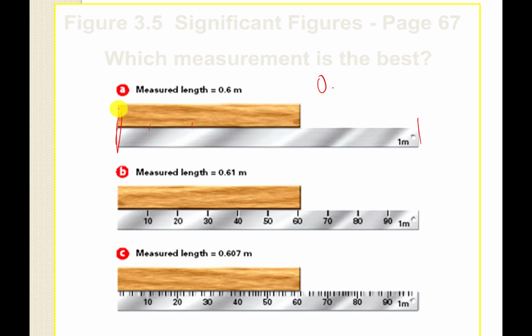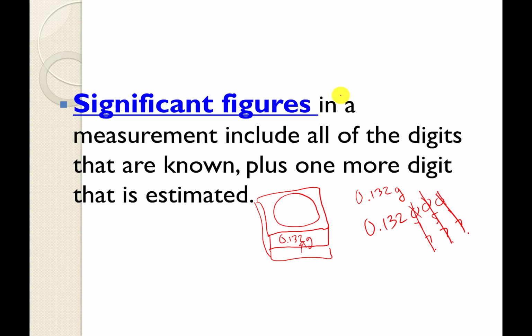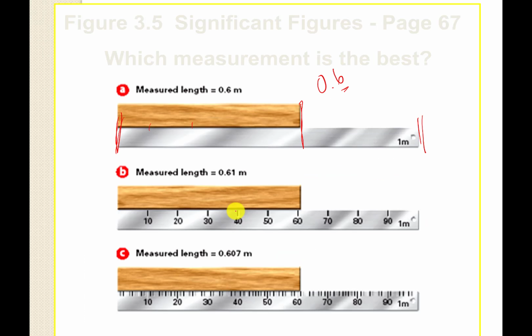And you look at the length of this board, and we can estimate. We look about how far it is. We say, here is 0, here is 1. It must be about maybe 60% along the way. So I'm going to put a 0.6 here. That number now is estimated. And if you remember right, our definition said that we can have one more digit that is estimated. So 0.6 is appropriate.